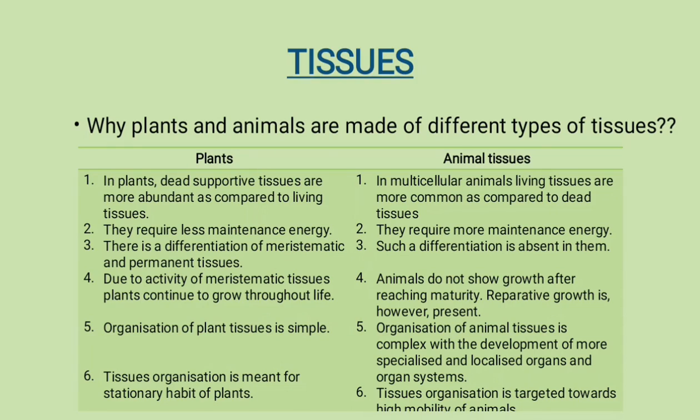The tissue organization in plants is meant for stationary habits of plants because the plants are always stationary, they cannot move. Whereas the tissue organization is targeted towards higher mobility of animals because animals move in search of food and shelter. In this video, we will only discuss plant tissues.